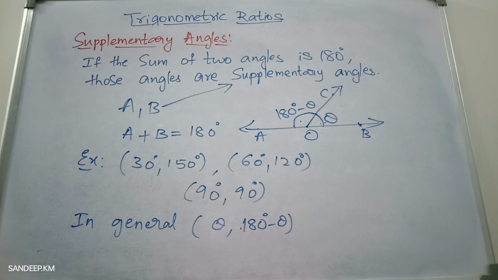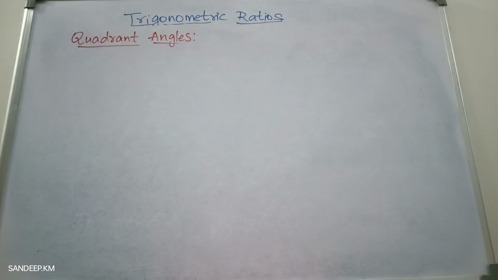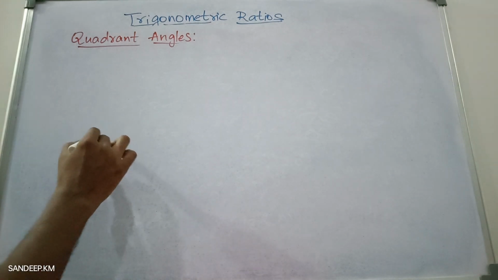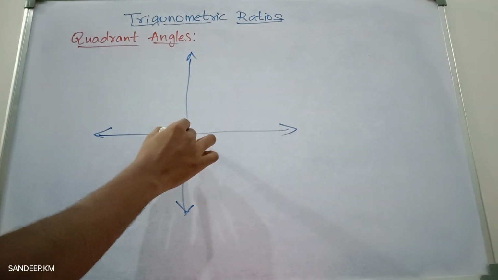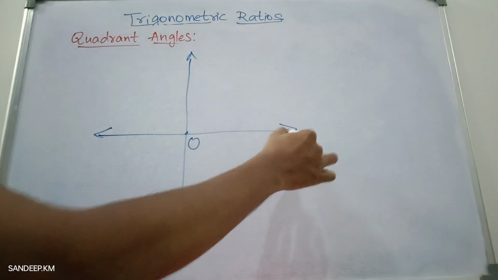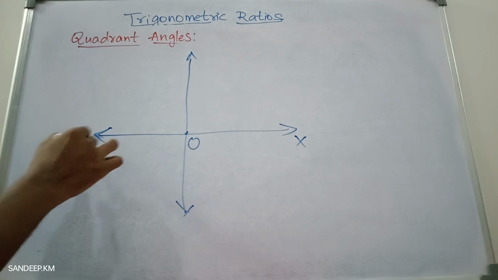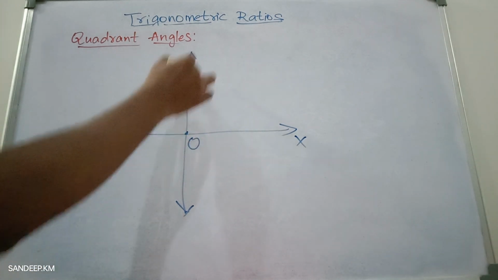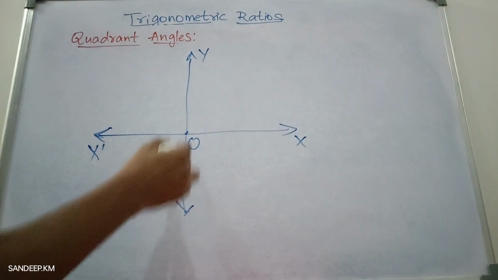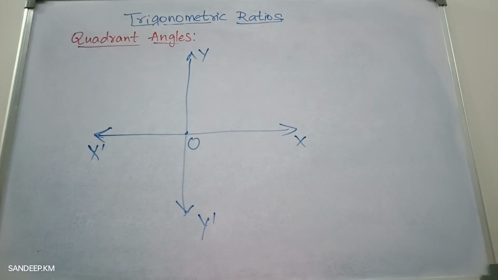Next, quadrant angles. What are quadrant angles? For this, let me consider the coordinate axes. I'll take the x-axis and y-axis meeting at the origin. OX is the positive direction of the x-axis and OX dash is the negative direction of the x-axis. You know it already. OY is the positive direction of the y-axis and OY dash is the negative direction of the y-axis.